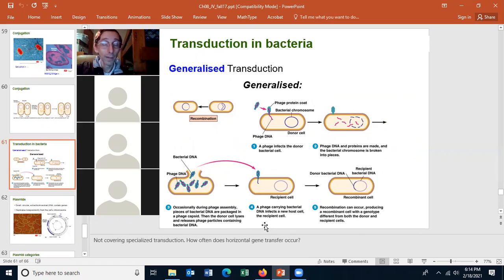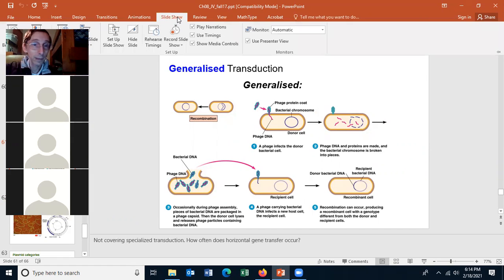All right. The third way that genetic transfer can happen is by transduction, and this is a little bit complex because we haven't talked about viruses yet, so let me blow this up.